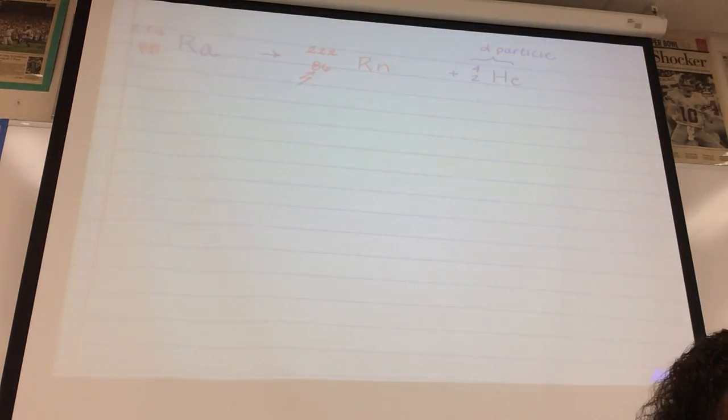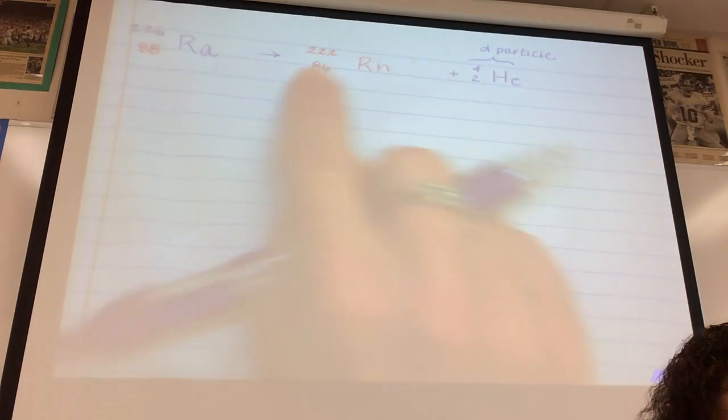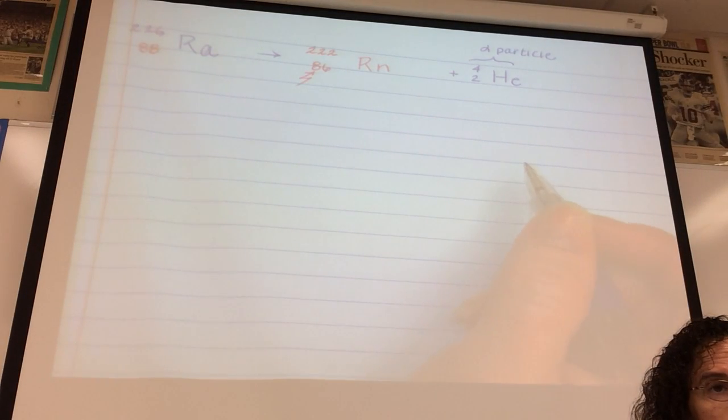It's as easy as that. And an equation has a plus in there. It doesn't matter if you put the helium before the radon. So radioactive elements can make other radioactive elements.